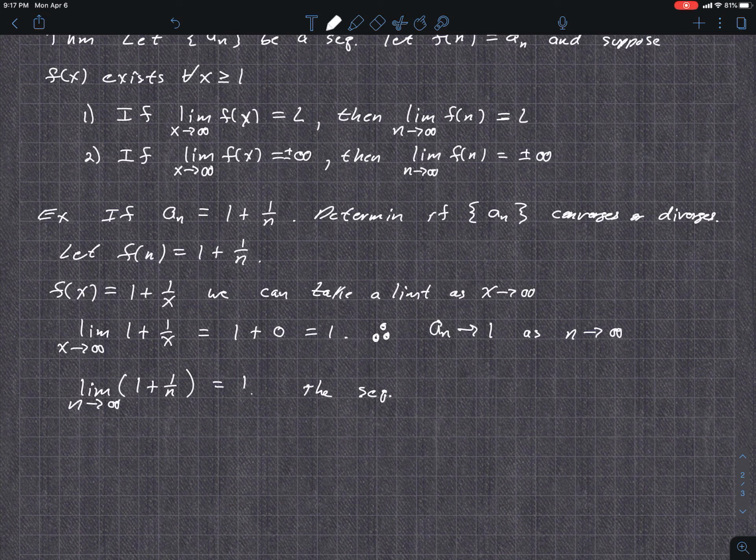Some other notation and terminology: we would say the sequence a sub n converges to 1. That's how you would state that.